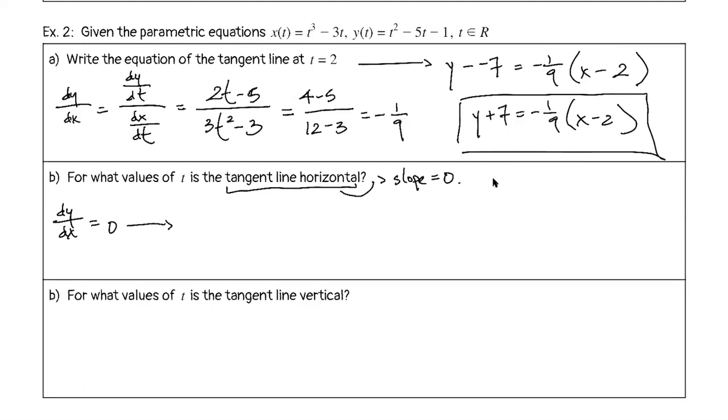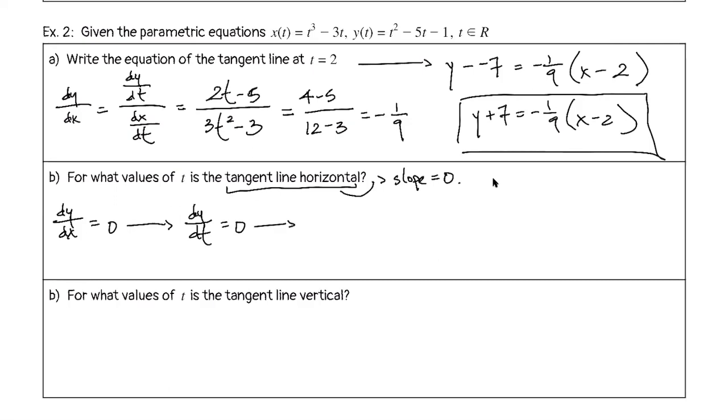The only way that I can get 0 out of a fraction is if my numerator equals 0. Okay? So dy/dx equals 0 implies that dy/dt equals 0. I don't even have to worry about dx/dt, because if I have a 0 in the numerator, 0 over anything is going to give me 0.